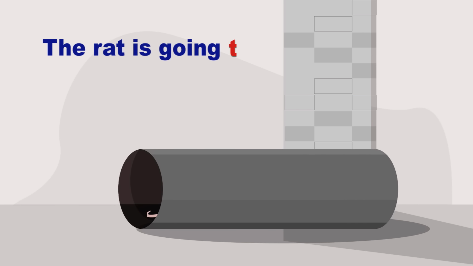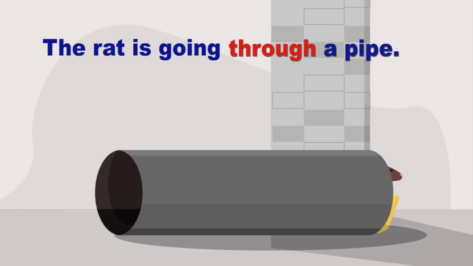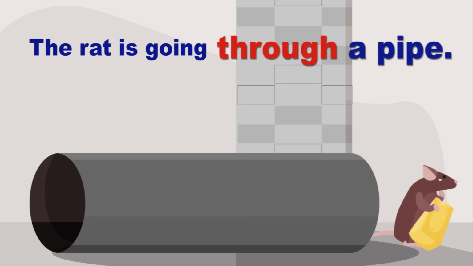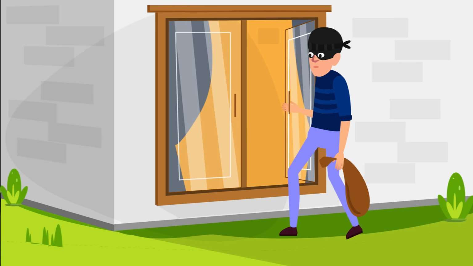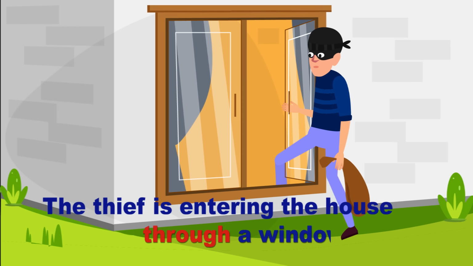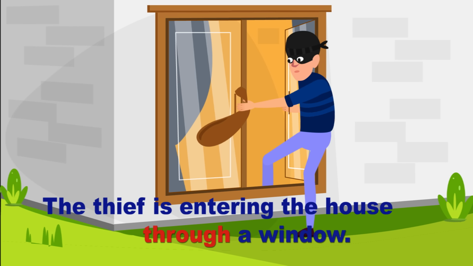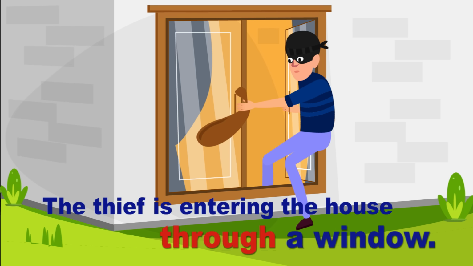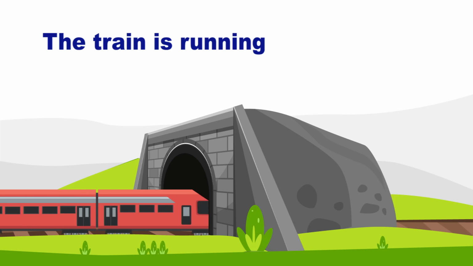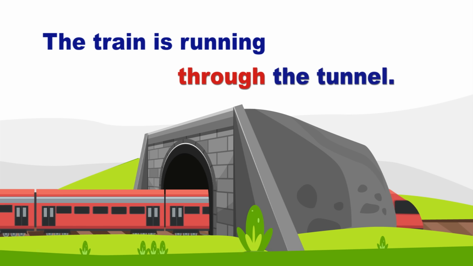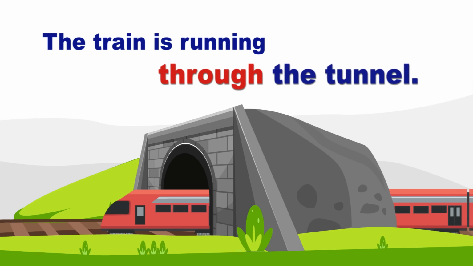The rat is going through a pipe. The thief is entering the house through a window. The train is running through the tunnel.